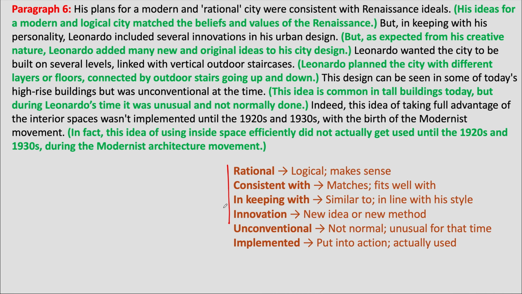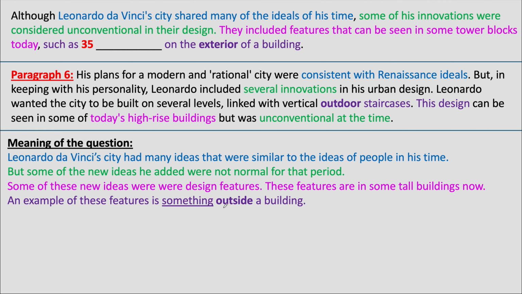These are the meanings of some words from paragraph 6, and in green color, each sentence is explained. You can come back to these if you have difficulty understanding any part. Let's compare the question to the information in the passage. Consistent with ideals is shared the ideals of his time. Innovations are mentioned here. So the answer has to be from the next sentence.